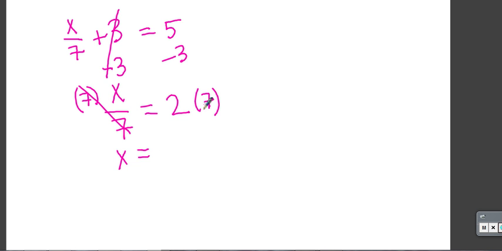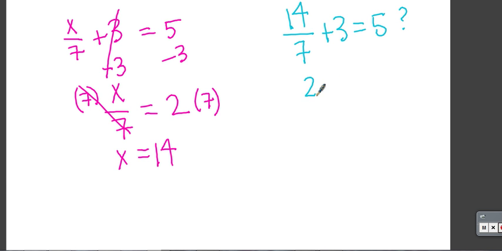So these cancel, leaving us with x isolated, which is what we want. And then we have 2 times 7, which is 14. Well, then we need to plug it back in. So I'm going to plug in 14 here, divided by 7 plus 3, and we're going to see, does it equal 5? 14 divided by 7 is 2, plus 3 equals 5. So 5 does in fact equal 5, and we are good to go.